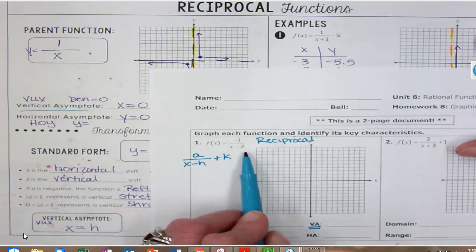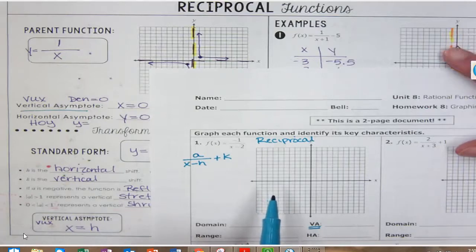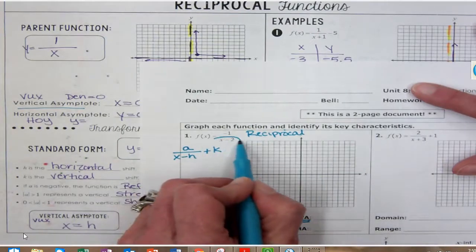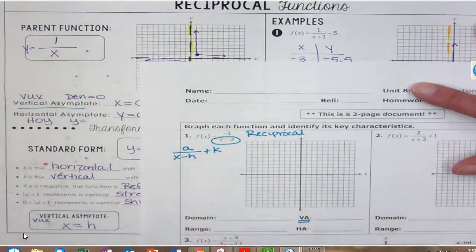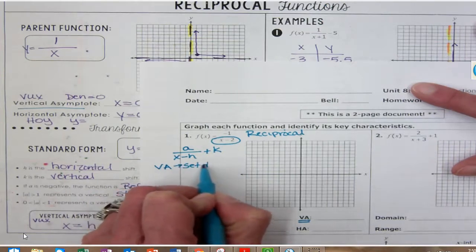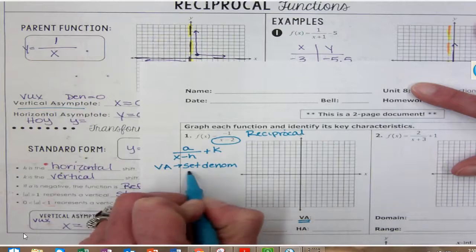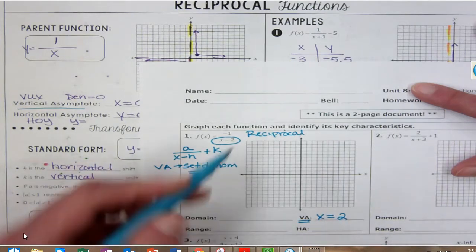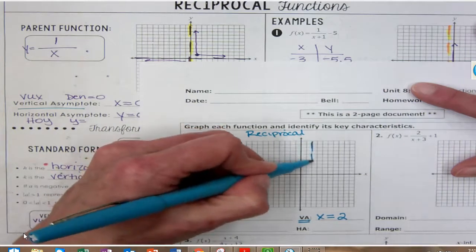Which number is in the place of my h? It is -2. Now, one thing you need to keep in mind, remember that it is the opposite, because when we're looking for our vertical asymptote, you set the denominator equal to 0. So here's my vertical asymptote. There it is. We know it's the opposite, so that's going to be x equals 2. I'm going to go ahead and graph that. X equals 2 is going to be right here.